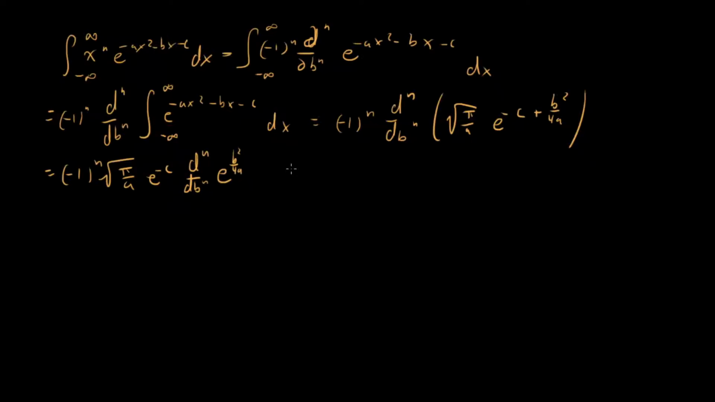So I'll remind you that a Hermite polynomial in the physicist convention, or I think the simple convention, is defined like this. The nth Hermite polynomial as a function of x is (-1)^n e^(x²) d^n/dx^n e^(-x²).